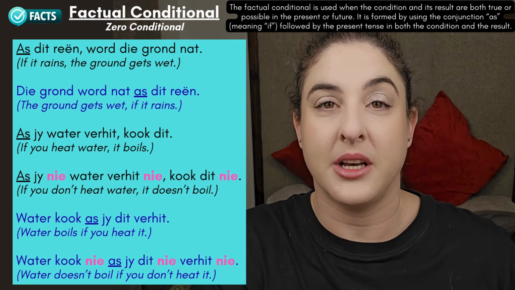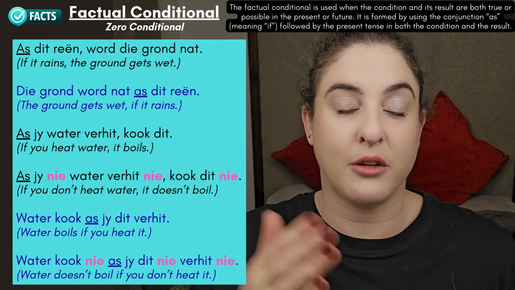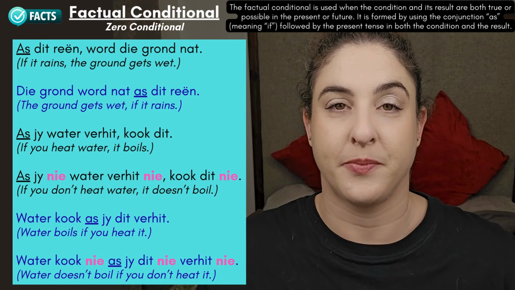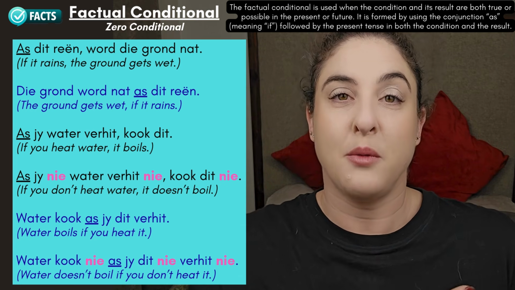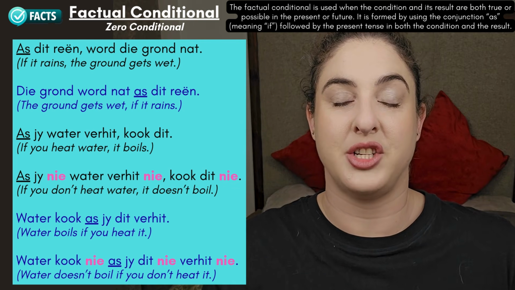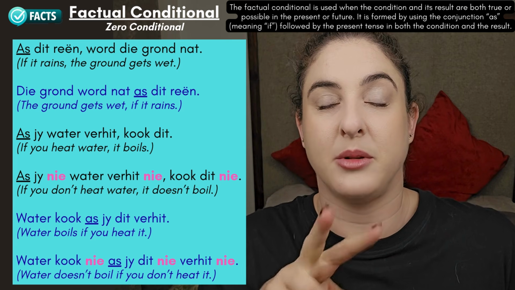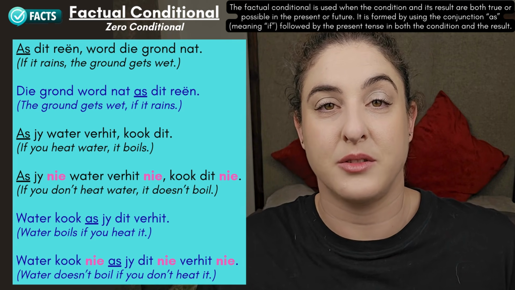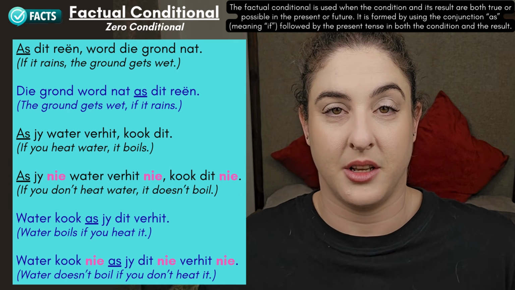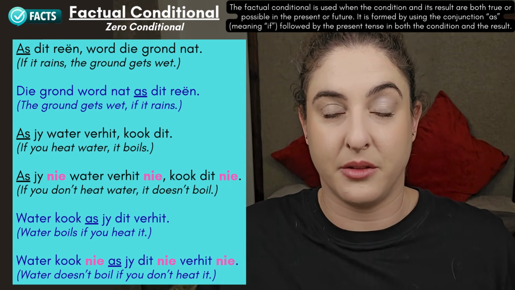And part 2 has a double negative. Just keep that in mind. And then after the comma, kook dit nie. There's only one negative. Both sides have been changed to a negative, but only part 2 has a double negative in this case of zero conditionals in Afrikaans. All right, so now we change it around and you have "as" in the middle of the sentence.